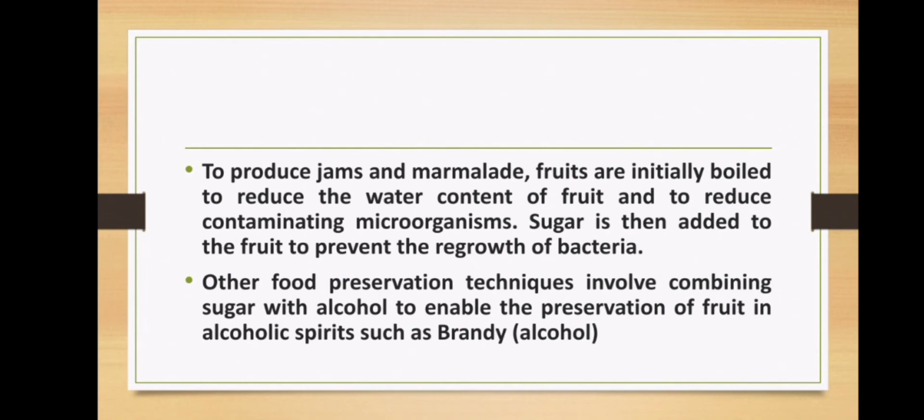To produce jams and marmalade, fruits are initially boiled to reduce the water content of the fruit and to reduce contaminating microorganisms. Sugar is then added to the fruit to prevent the regrowth of bacteria. Other food preservation techniques involve combining sugar with alcohol to enable the preservation of fruit in alcoholic spirits such as brandy.